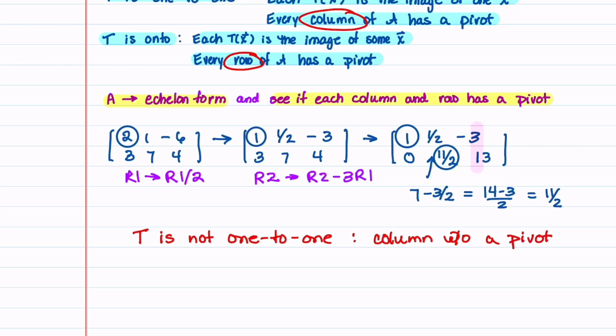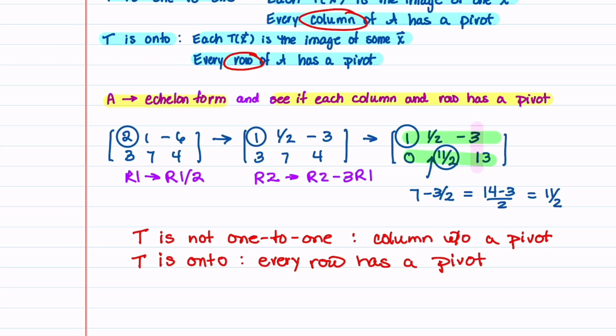Now let's look at our onto transformation. You can see that every row has a pivot, so that tells us that our transformation is onto. So we're going to say that T is onto, and our reasoning would be that every row has a pivot. I think the key to this problem is just remembering that you're going to start with your matrix A, put it in echelon form, and then look at the pivots in each row and each column.